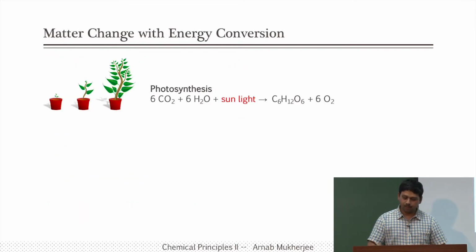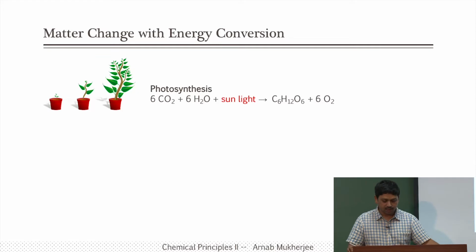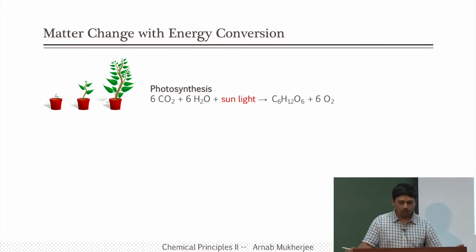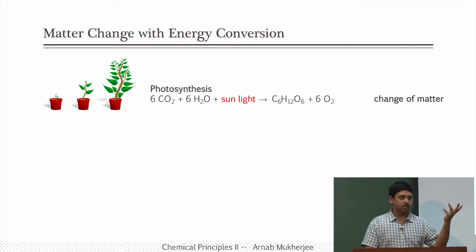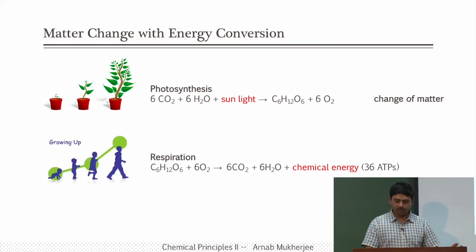Let us talk about photosynthesis. In photosynthesis, what happens, all of us know that the trees take carbon dioxide and water, and with the help of sunlight produce glucose and oxygen, right. Now, the interesting thing is that this is a change of matter, because a chemical reaction is happening. Carbon dioxide is a different matter, water is a different matter, and glucose is completely different matter, right. So, there is a change of matter going on, and again this will be governed by thermodynamic principle.